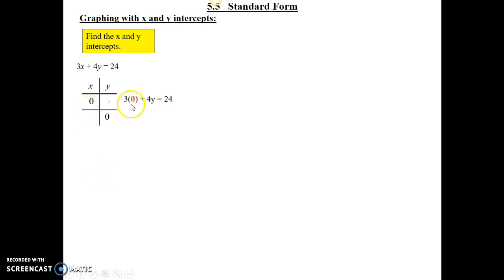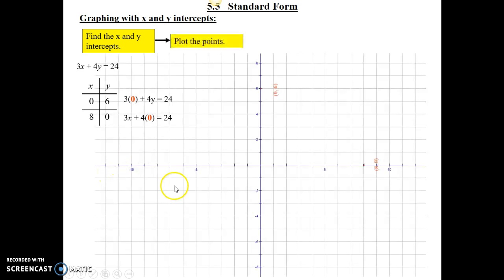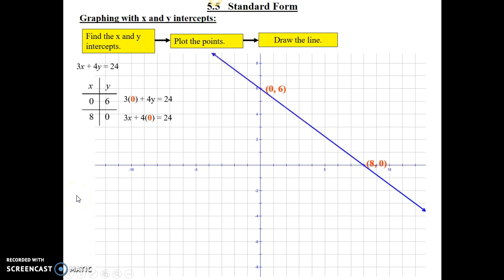So when I plug in 0 for x and solve it, I find out that y equals 6. So my y-intercept is at 0, 6. For the x-intercept, I'll let y equal 0 and solve it. So 3 times 8 is 24. So my x-intercept is 8. Next, I'll plot the 2 points. So 0, 6 is up here on the y-axis. That's why it's called the y-intercept. And 8, 0 is over here on the x-axis, and that's why it's called the x-intercept. And of course, the last step is to draw a line through the 2 points.